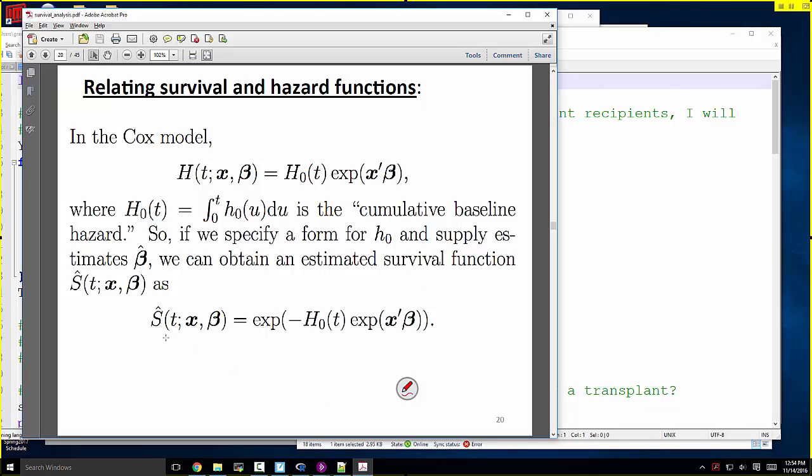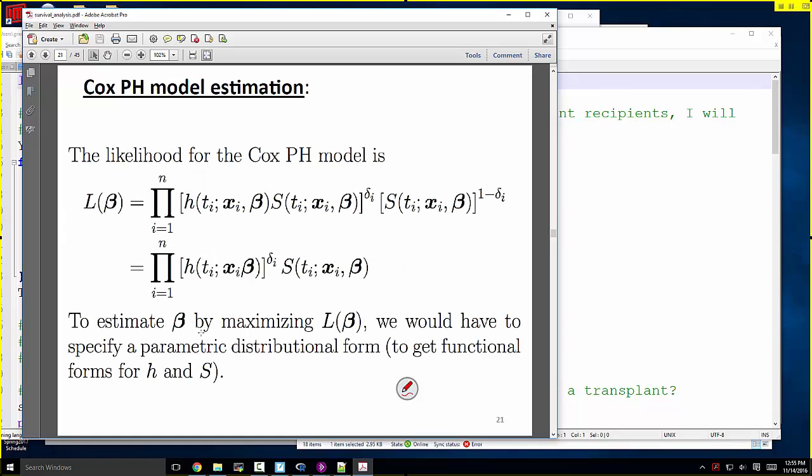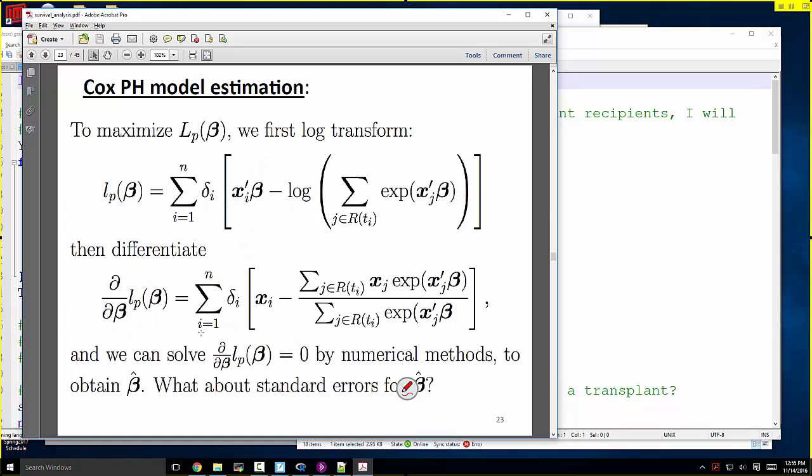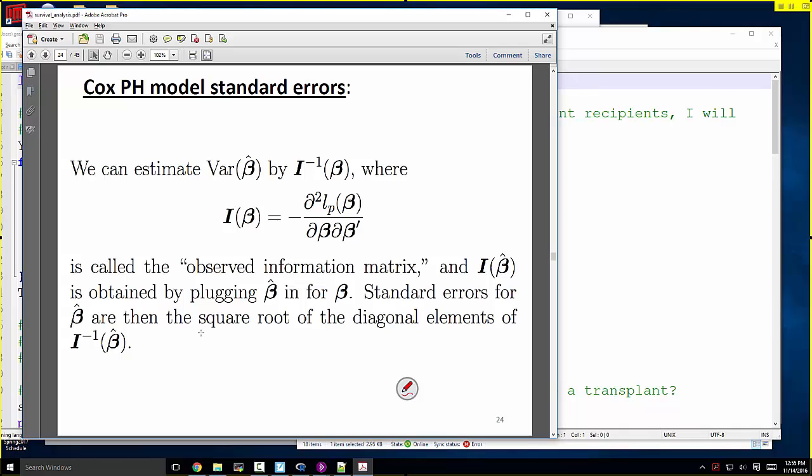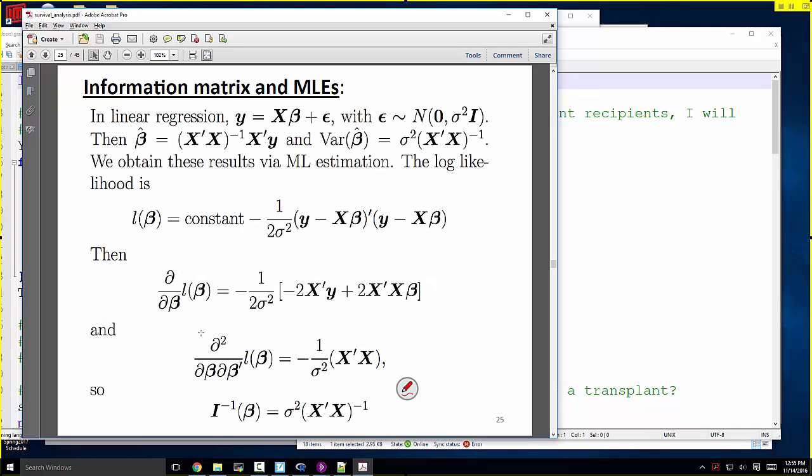Here's where the estimated survival curve can come out from the fitted model. If we have an estimate of the cumulative baseline hazard, which we can do in a non-parametric way, I'll show you an example if we have time, then we can put that together with the fitted coefficients from the model and get a survival curve estimate for a given choice of covariates. I'll come back to this. I did want to say something about this, but I'll come back to it.